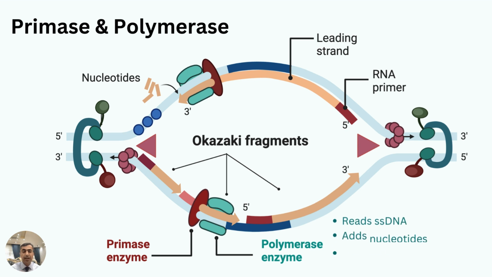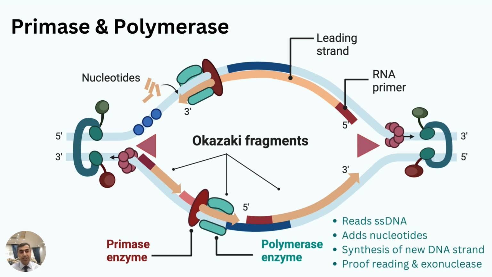Then SSB protein and helicase enzyme both produce two separated single strands. Now, we need to start the synthesis of new strands from the parent, or old, strands.